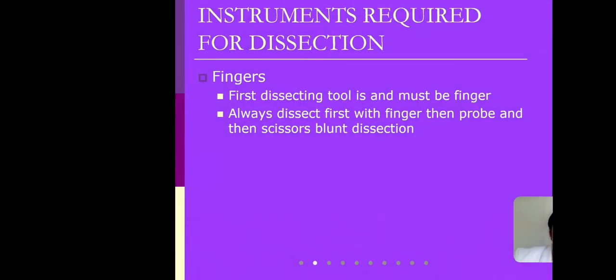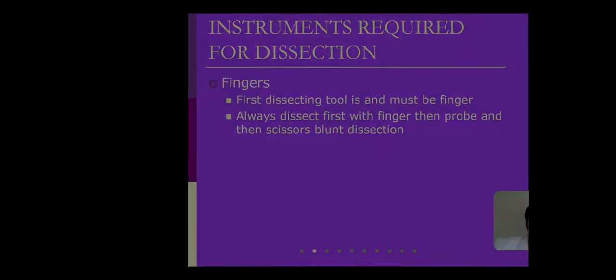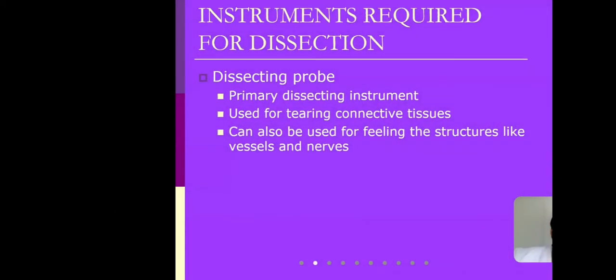Fingers. The first dissection tool is and must be the finger. Always dissect first with finger, then probe, and then scissor. Blunt dissection. Dissecting probe: primary dissecting instrument, used for tearing connective tissue. It can also be used for feeling structures like vessels and nerves.